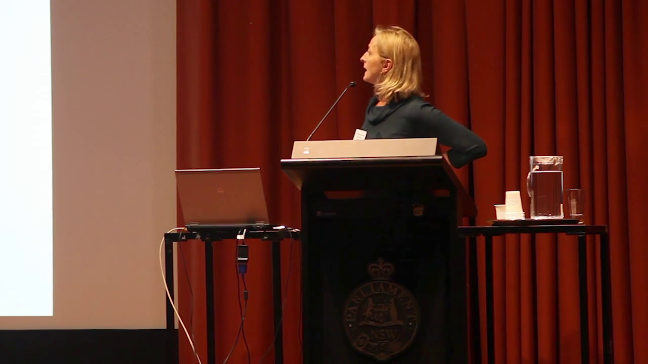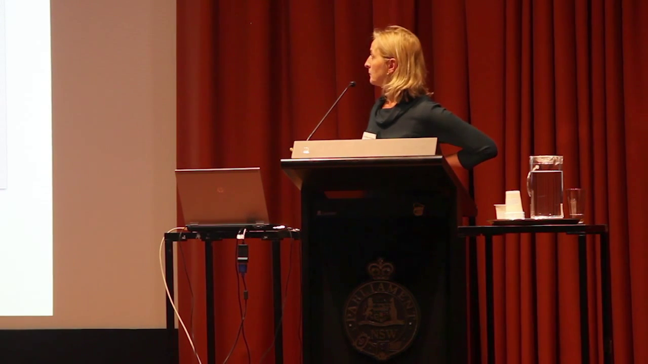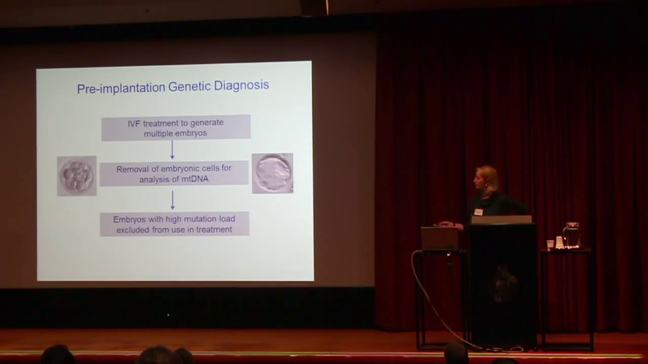So the question is whether assisted reproductive technologies can be used to reduce the risk of a woman transmitting these mutations to her children. There is a procedure which we can currently offer, and this is called pre-implantation genetic diagnosis. This has been in use for a number of decades now to prevent transmission of nuclear DNA mutations. So it's well established, and it's been on offer for some time, and many hundreds of thousands of babies probably by now have been born as a result of it. But I should say it's only recently been applied for mitochondrial DNA mutations.